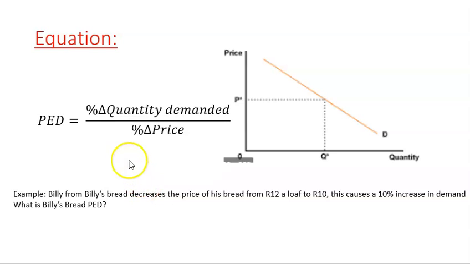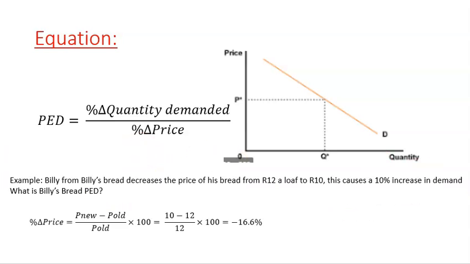So now, before we can work out our PED, we first have to work out our percent change in price. To work that out, guys, percent change in price is equal to P new, the new price, minus P old, the old price, over P old, the old price, times 100. Okay, guys? So that makes sense.